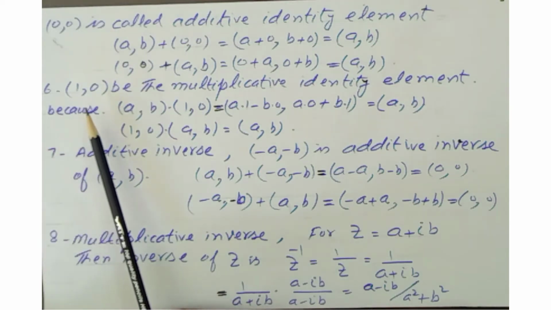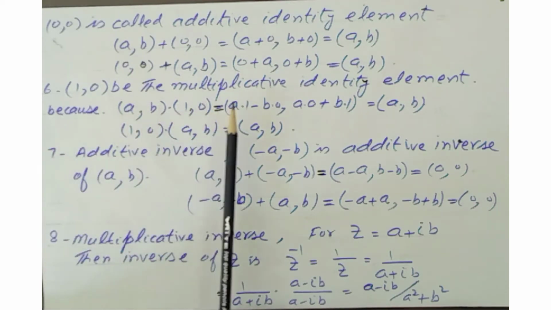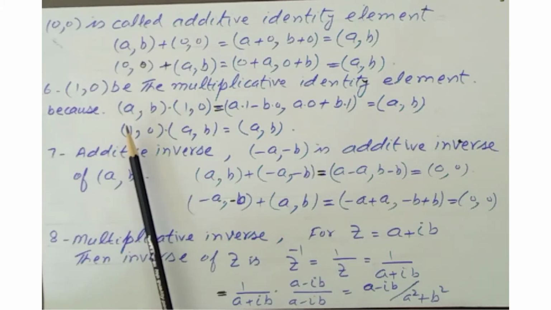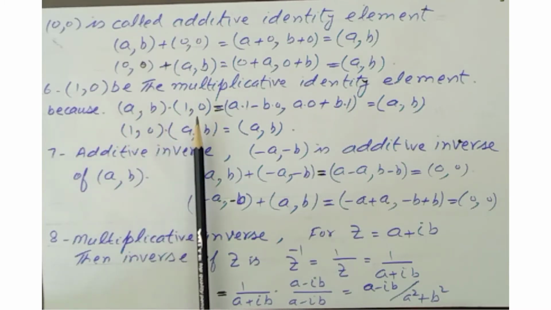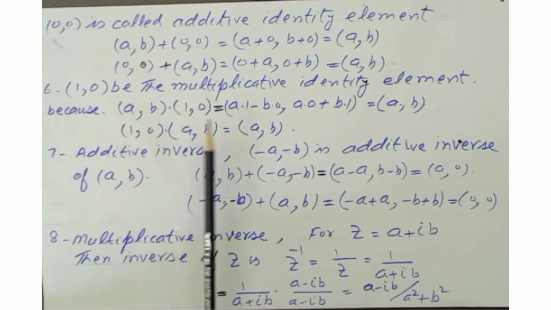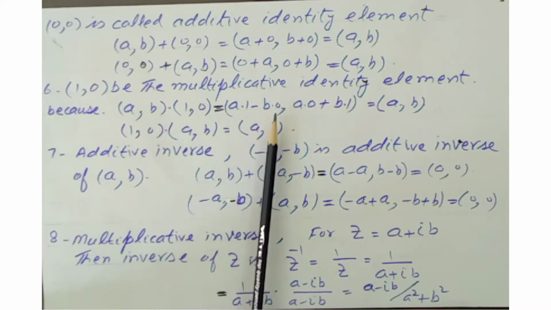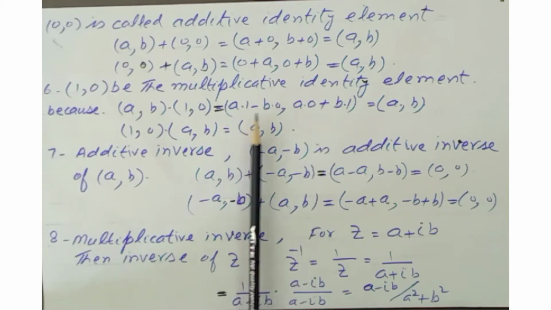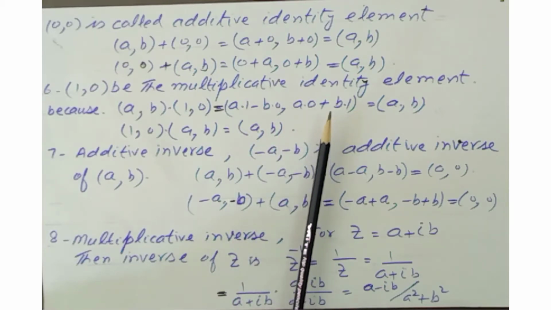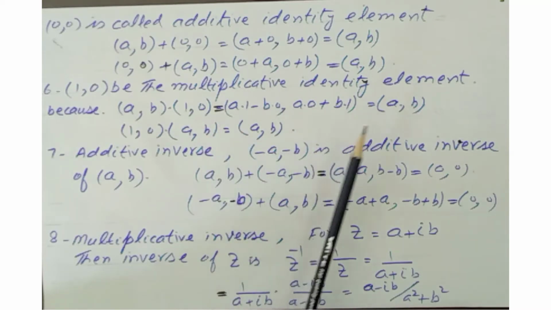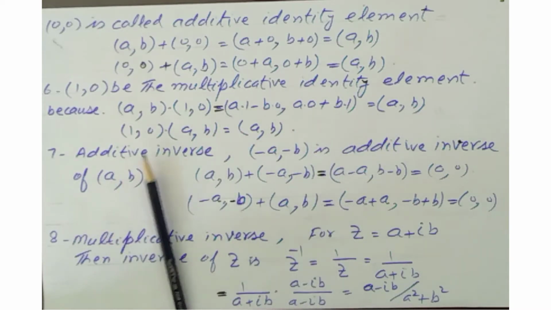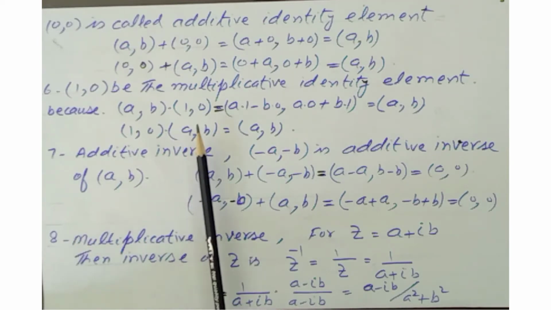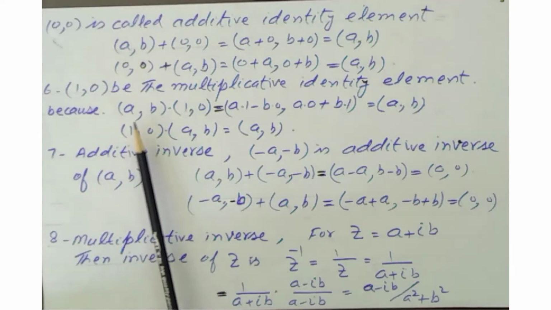Number 6, (1, 0) is the multiplicative identity element because when (a, b) is multiplied by (1, 0), this is equal to (a into 1 minus b into 0, a into 0 plus b into 1). This is the formula for multiplication of the complex numbers. This is equal to (a, b). And also (1, 0) into (a, b) equal to (a, b). So (1, 0) is called the multiplicative identity of (a, b).